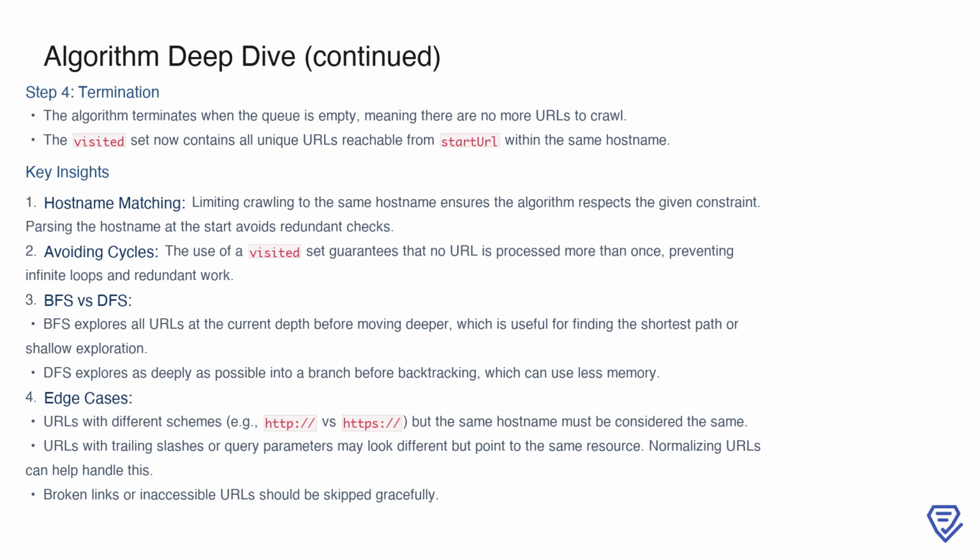When deciding between BFS and DFS, consider your specific needs. BFS is useful for shallow exploration or finding the shortest path, while DFS can be more memory efficient. Finally, edge cases like URLs with different schemes, trailing slashes, or query parameters need to be handled carefully. Normalizing URLs can address these issues and ensure we don't mistakenly treat equivalent URLs as different. Additionally, broken or inaccessible links should be skipped to maintain robustness.